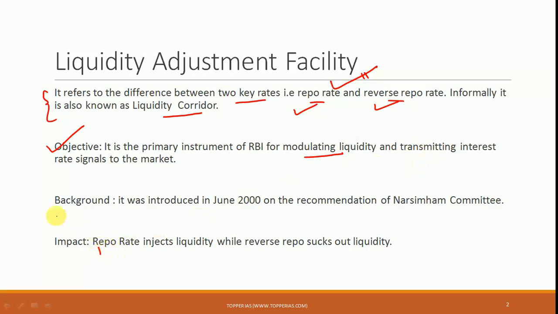Some background you should have some idea about: it was introduced in the year 2000 on the recommendation of the Narasimhan committee. This is a fact that can sometimes be asked as a question in PT, so you should have some idea about that.